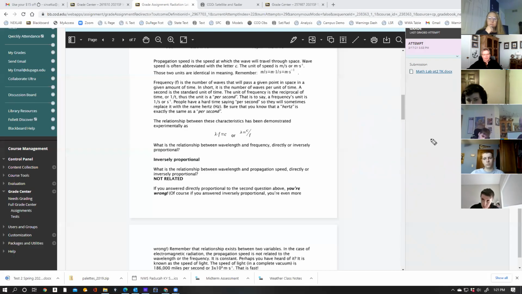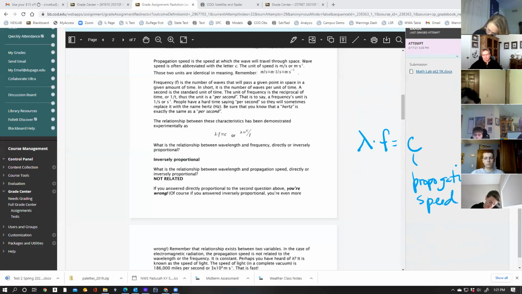Okay, now, there's a relationship that says lambda times frequency, wavelength times frequency, is going to equal C. What is C? C is something known as the propagation speed. It's how fast this light travels. And when I say light, we often say the word light when we really mean electromagnetic radiation.